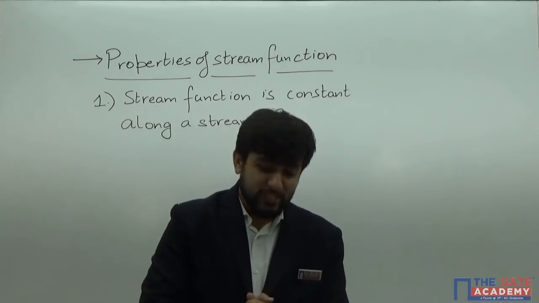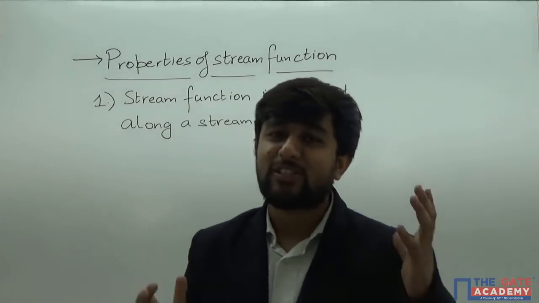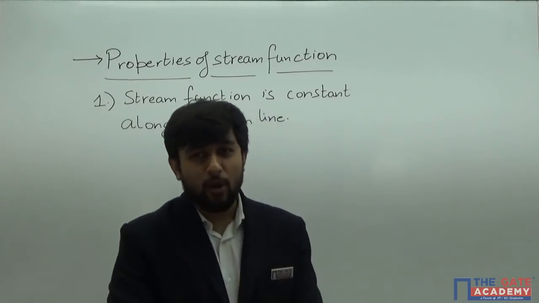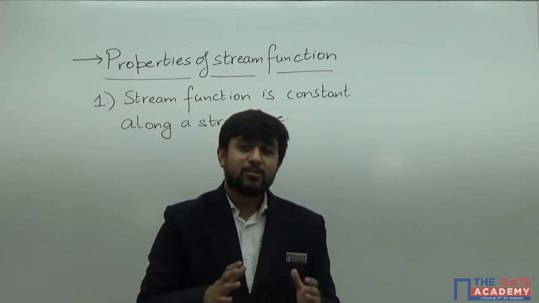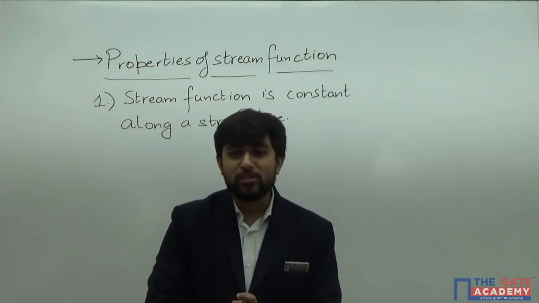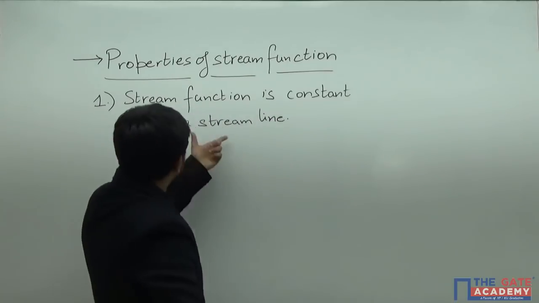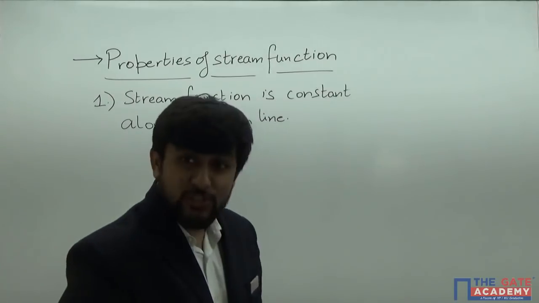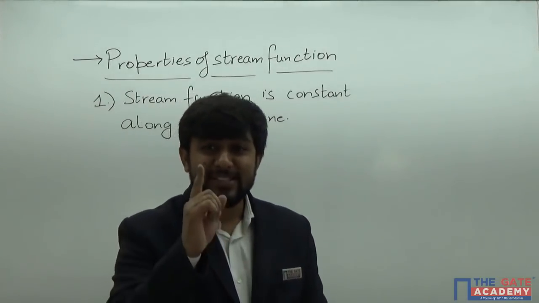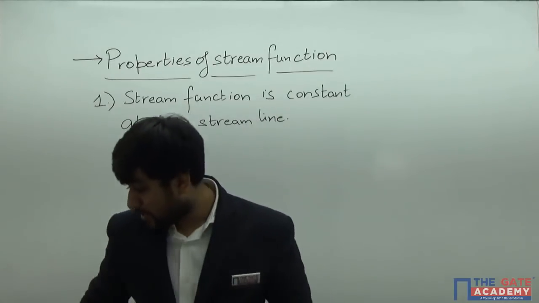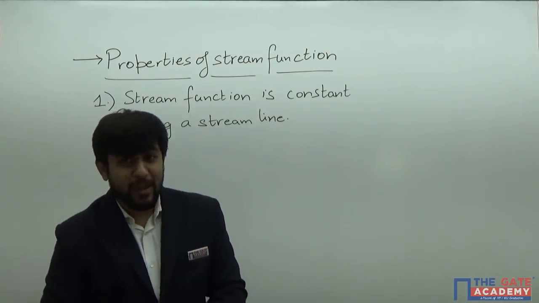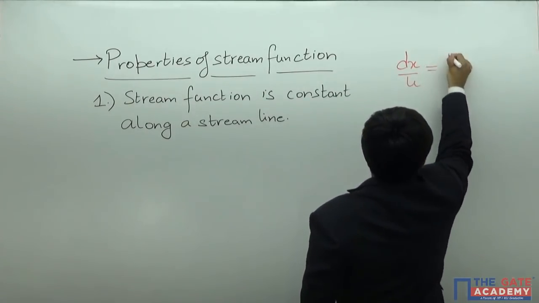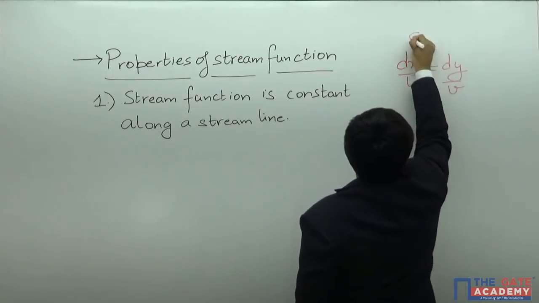Stream function is going to follow some properties which are very important in using this mathematical postulation to solve our problems. And the first important property is that the stream function is constant along a streamline. If you remember, a streamline is an imaginary line which gives us the direction of velocities of different fluid particles, but at the same instant of time. Please remember this. So that definition simply becomes dx by u is equal to dy by v. Okay, so this is the definition of streamline.